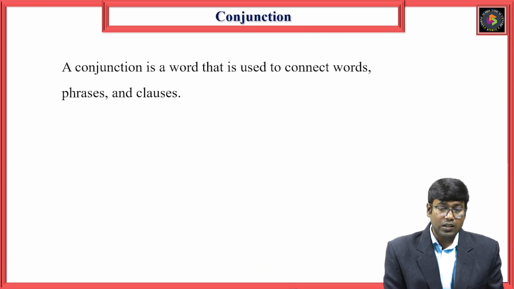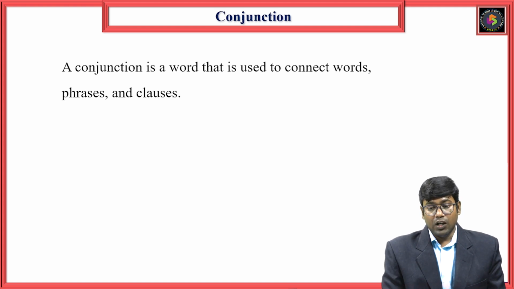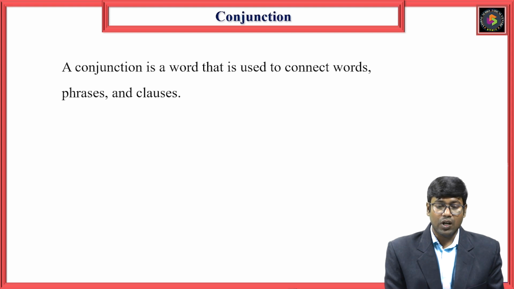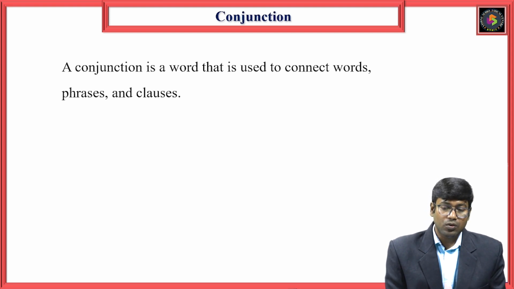Now what is a conjunction? A conjunction is a word that is used to connect words, phrases or clauses. Now what is a phrase and what is a clause? A phrase is a group of words without a verb, in general, and a clause is a group of words with a verb that denotes a specific meaning. Those are the two basic definitions of phrase and clause.